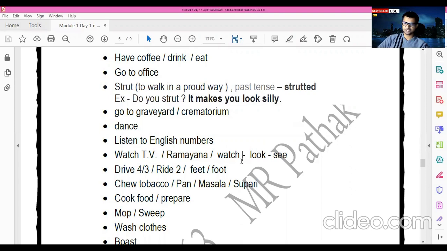Now I'm going to ask you a question. Do you ride a scooty? Or do you ride a bicycle? Do you drive a car? This is how you can ask questions. So yeah, I ride a bike. I don't ride a bike. I drive a car. I don't drive a car.